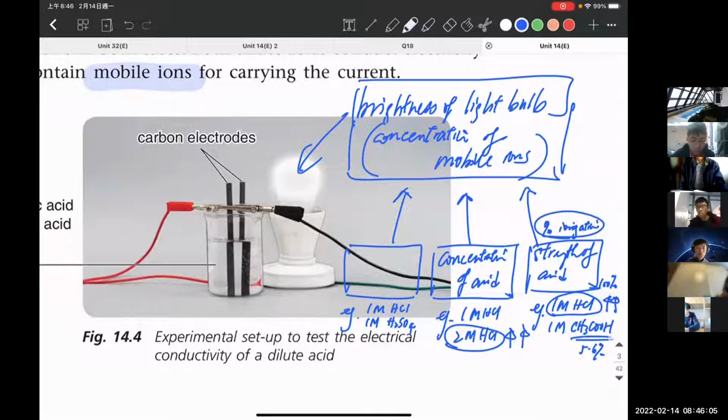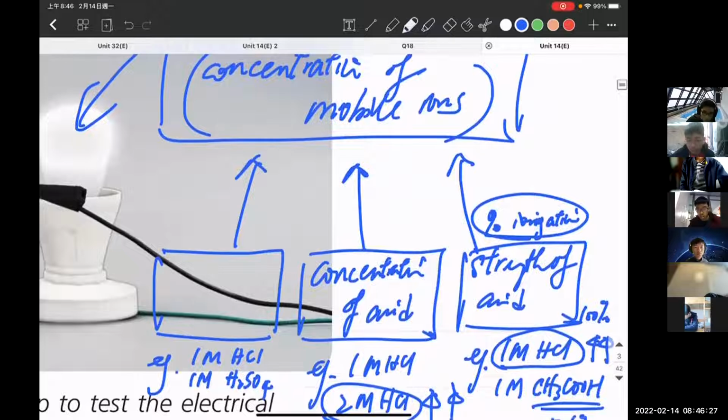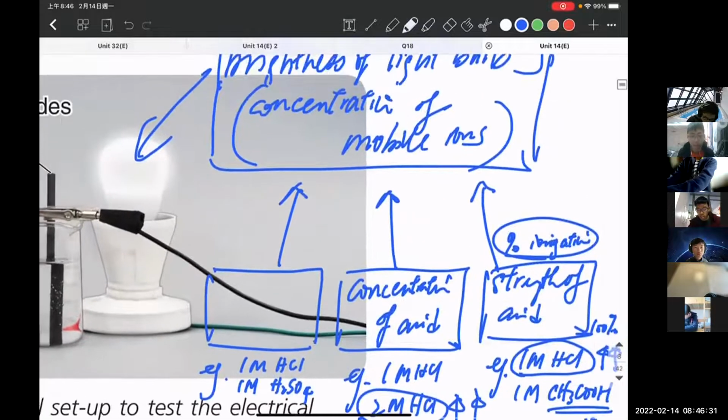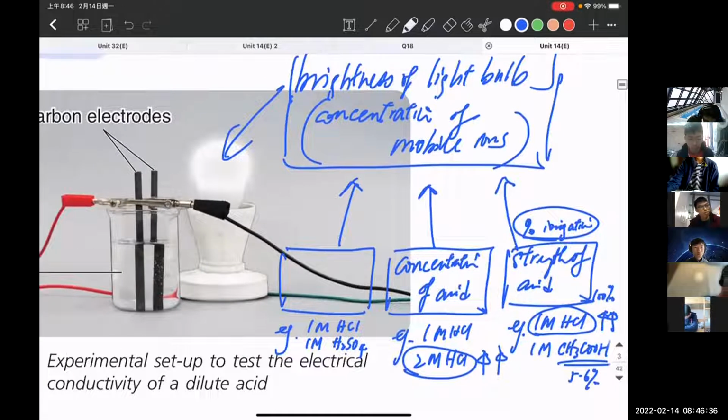Can we have ions in a molecule? Can you change the wording a little bit? Under what situation will the acid molecules form ions? A process that will be formed. Ionization. Yeah, ionization. So if you want to talk about the maximum number of hydrogen atoms found inside the acid molecule that can be ionized.